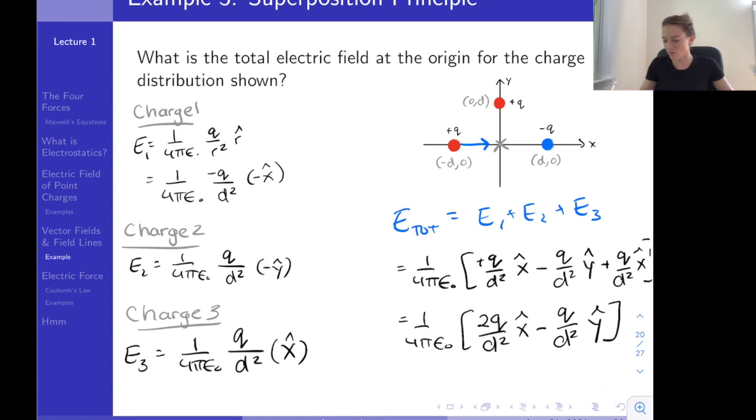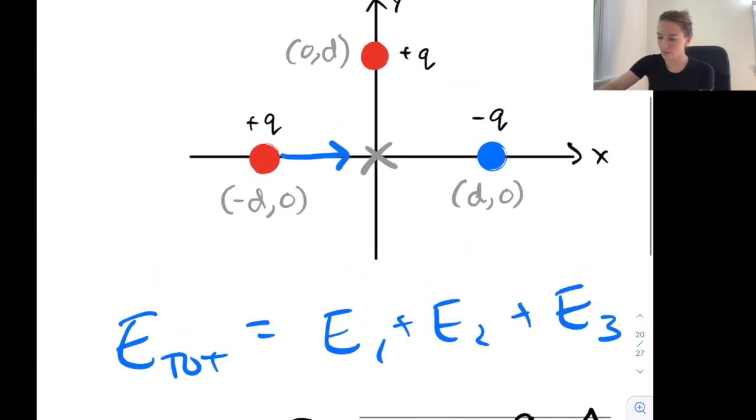Obviously, you can still factor out the q over d squared and put it out here. That's fine. Or just leave it like this is fine too. So that means that overall, at the origin, the total electric field kind of points in that direction. It points in that fourth quadrant there.